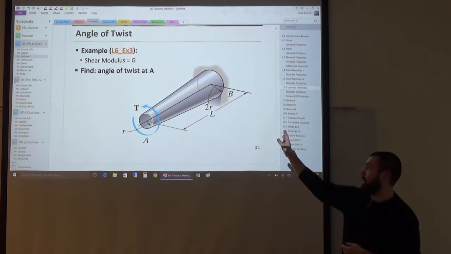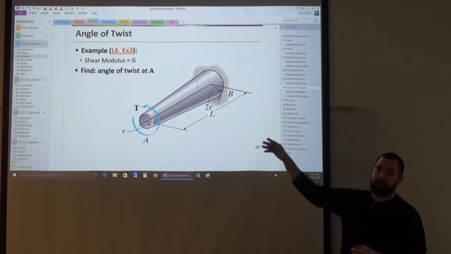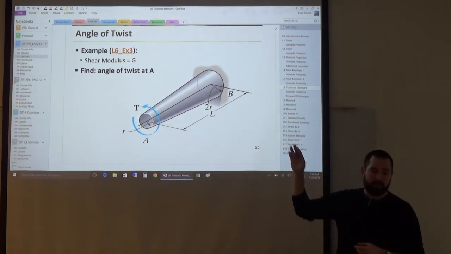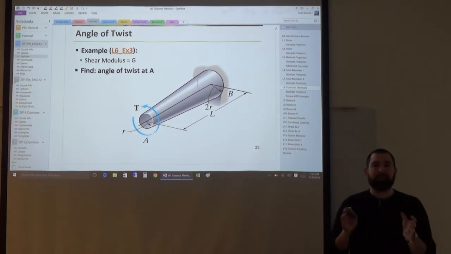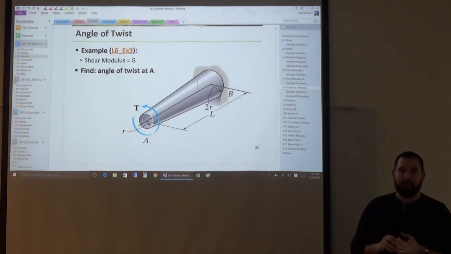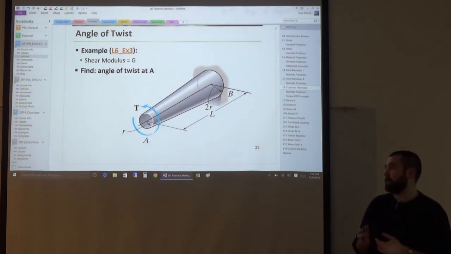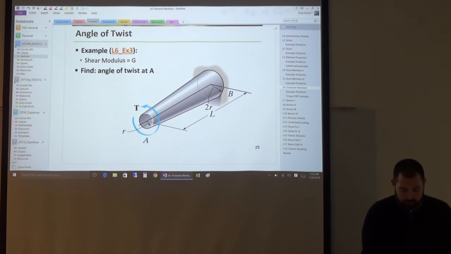The other thing that we could have done, instead of having a single torque, I could have had a distributed torque acting on this, in which case the internal torque would have been non-constant, would have been a function of x. We would need to integrate that. So here, we're going to say that phi equals the integral of T of x dx over J of x G, integral from 0 to L.